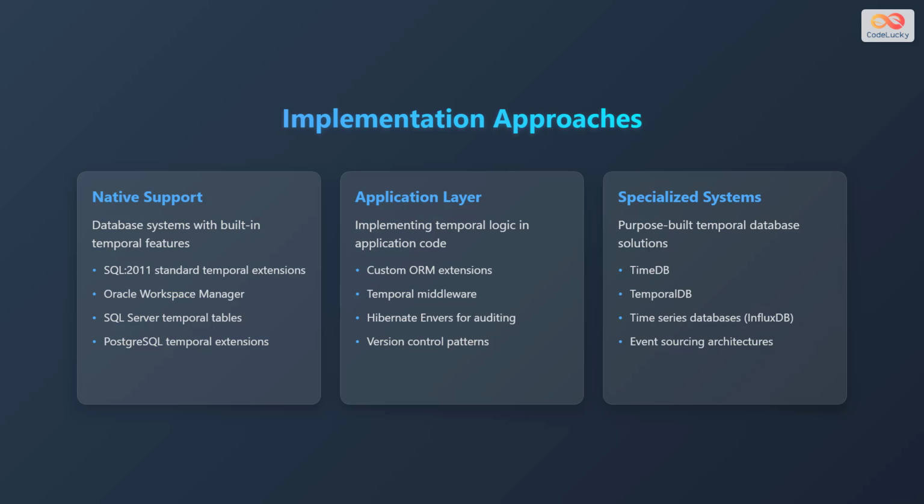There are several ways to implement temporal databases. One approach is native support, which involves using database systems with built-in temporal features, such as SQL 2011 Standard Temporal Extensions, Oracle Workspace Manager, SQL Server Temporal Tables, and PostgreSQL Temporal Extensions. Another approach is implementing temporal logic in the application code itself, using custom object relational mapping extensions, temporal middleware, Hibernate Envers for auditing, and version control patterns. A third approach is to use specialized systems designed specifically for temporal data management, like TimeDB, Temporal DB, time series databases, and event sourcing architectures.